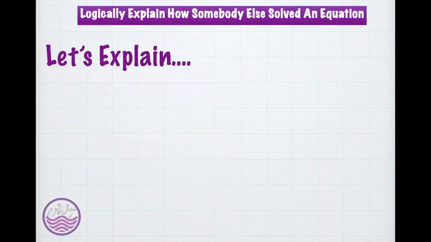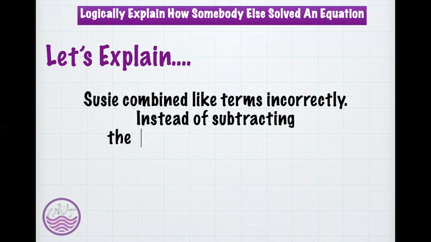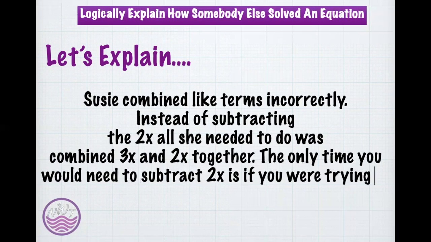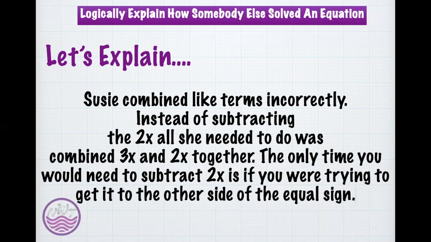So let's overview and explain in words. Susie combined like terms incorrectly. Instead of subtracting a 2x, all she needed to do was combine 3x and 2x together. The only time you would need to subtract 2x is if you were trying to get it to the other side of the equal sign. So doing a summary of what the person did and what you did really helps to understand the concept.